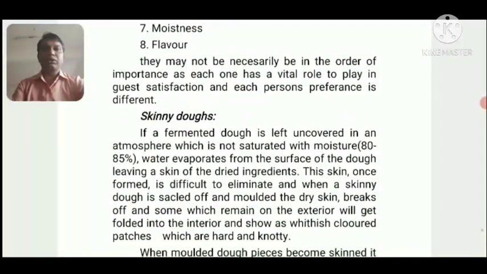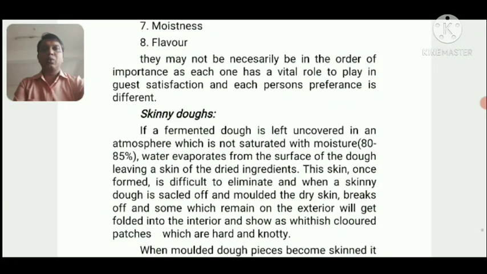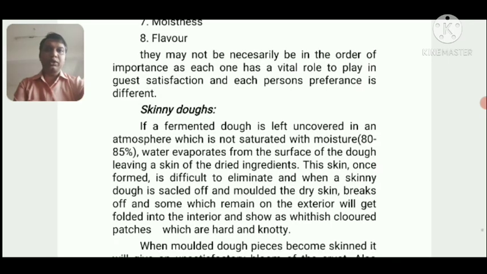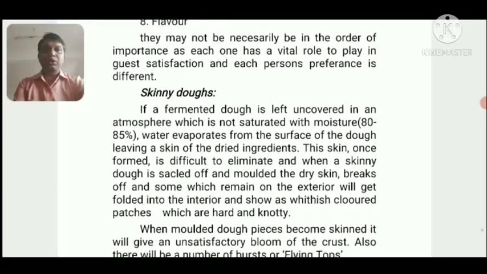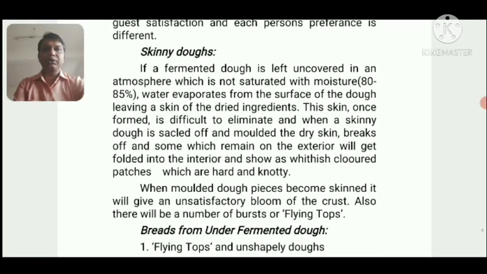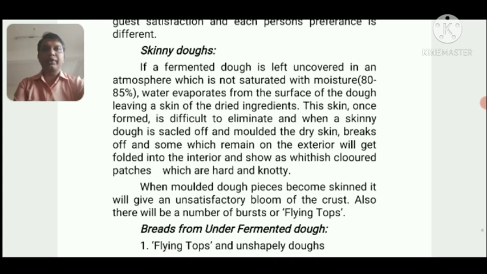Now coming to the faults, what are the faults that generally occur while we follow the various steps of making doughs. The first one is skinning dough. What happens is that if you make a dough and the dough is not covered, and the area nearby has a lot of dryness and evaporation, the dough will make cracks on the top, a cracked skin on the top, and it is very difficult to eliminate.